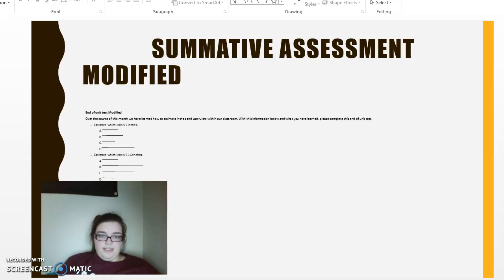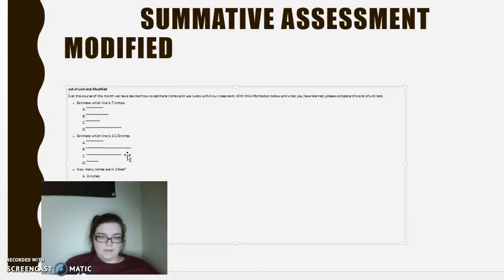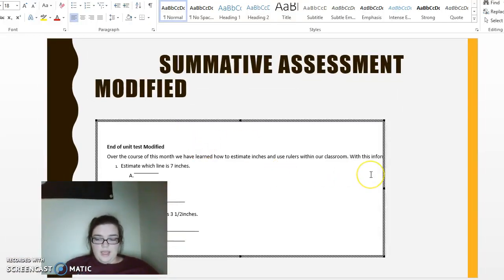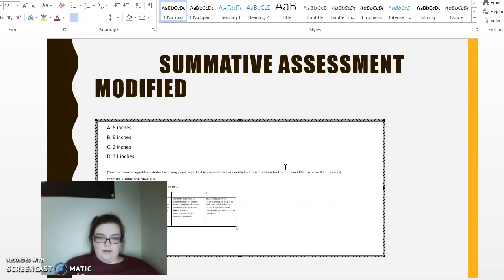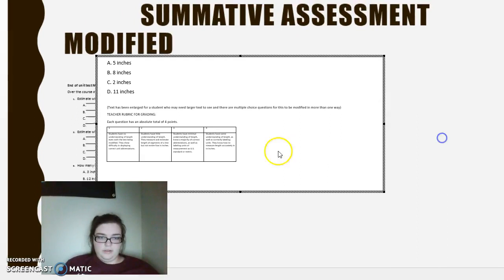And this is my modified. On the modified, it's a lot longer than what it looks like. It looks a lot smaller, but I had to minimize it. I might be able to get it to open up. We'll see. There we go. And you can see that it's larger, the questions are larger, and there's also ABCD answers, so that'll be able to help students also.